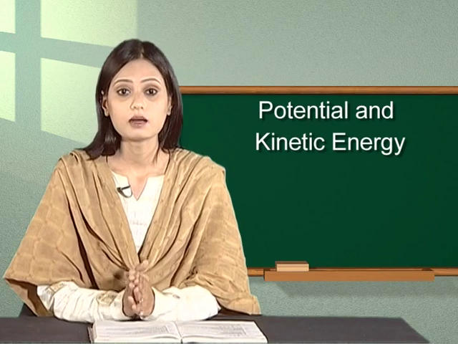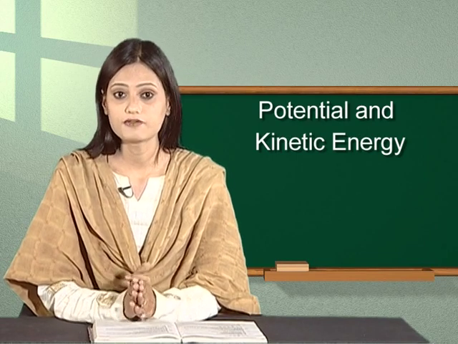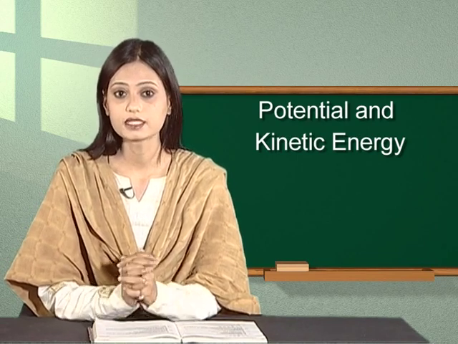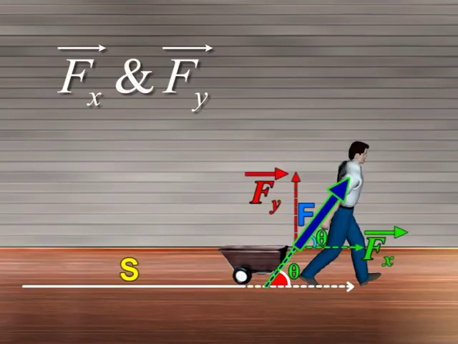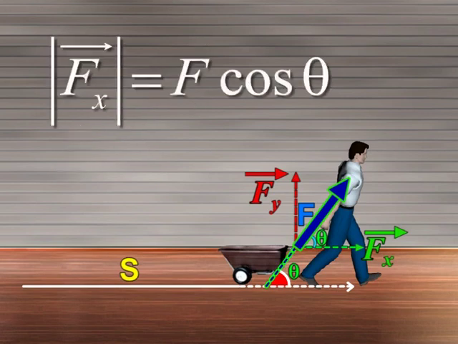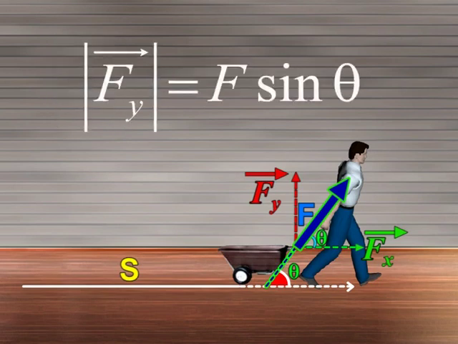Here, the amount of work done can be found by firstly finding the resolved component of the applied force. Let vector Fx and vector Fy be the forces along and perpendicular to the direction of the displacement vector S respectively. Then, modulus of vector Fx is equal to F cos theta and modulus of vector Fy is equal to F sin theta respectively.